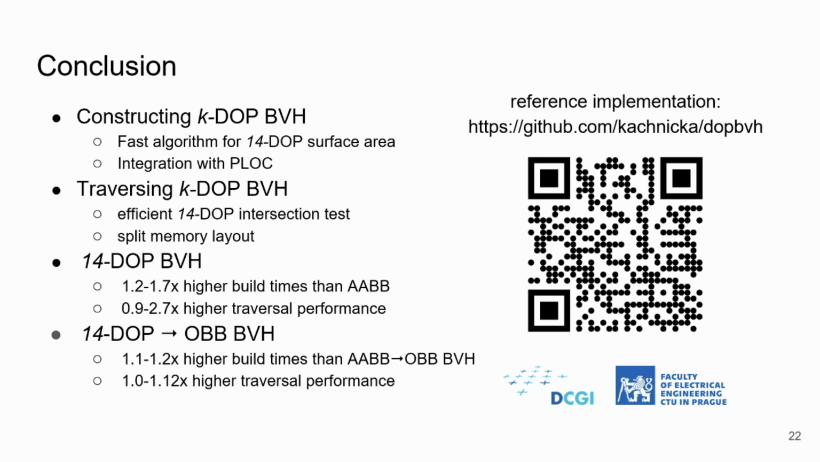And I presented to you results of our 14-DOP hierarchies, which are slower to build than ABB hierarchies as expected, but then they work better. And this is often, to be honest. This all, of course, for the price of additional memory. And I also presented to you that these 14-DOP optimized topologies can be beneficial in the construction of OBB trees.